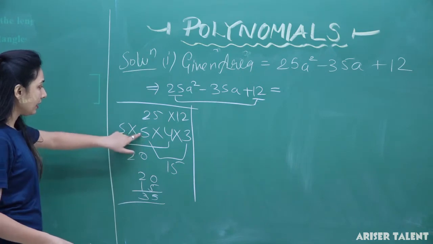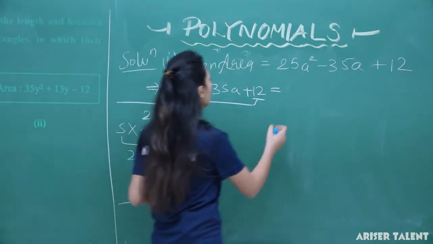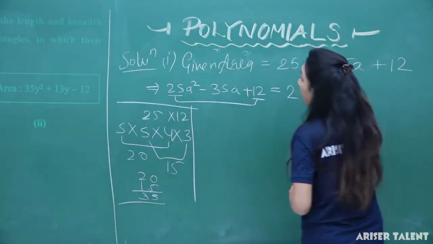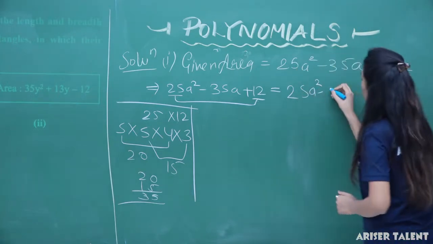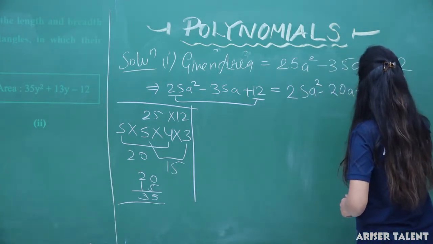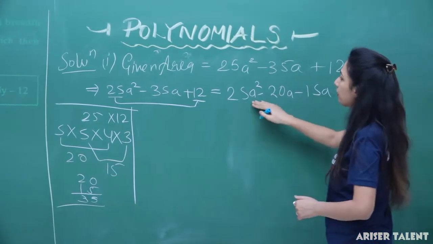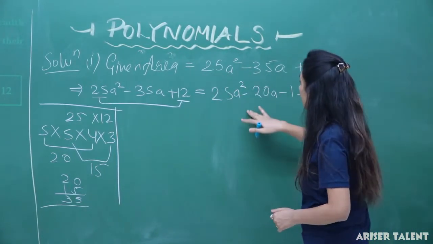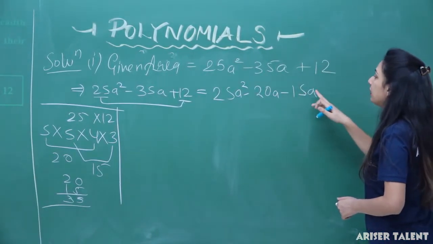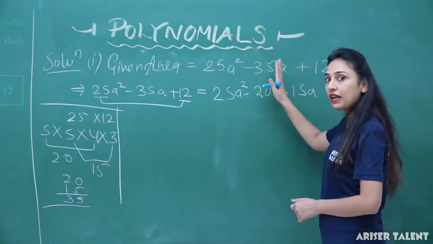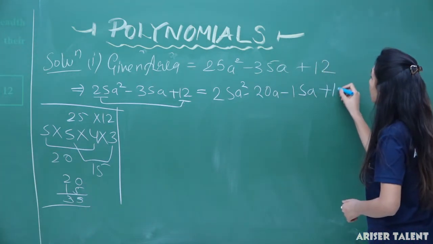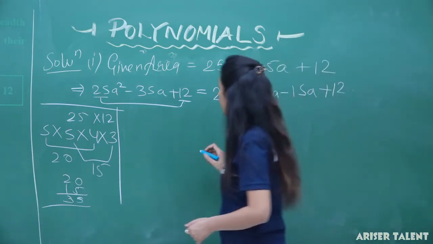So we will be writing it in such a manner. Here we will be writing 25a square minus 20a minus 15a, plus 12. Now it is 25a square minus 20 plus 15, 5 and 3, so 35a minus plus 12, okay.